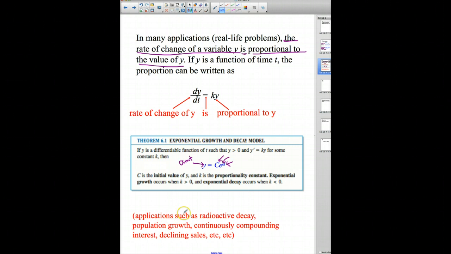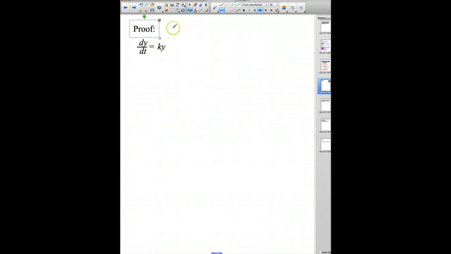So, like I said, applications such as radioactive decay, population growth, continuously compounding interest, declining sales, lots and lots more applications of exponential growth and decay. So let's prove this. I told you that this would end up to be y equals Ce^(kt).